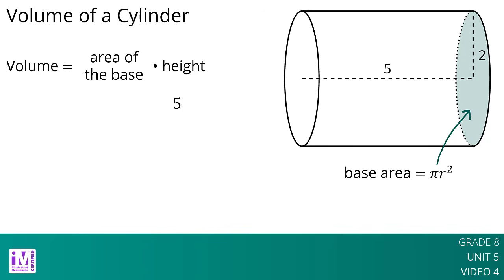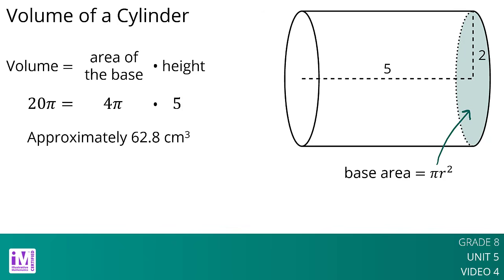The base of this cylinder has an area of 4 pi square centimeters, since pi times 2 squared equals 4 pi. This means the volume is 20 pi cubic centimeters, since 4 pi times 5 equals 20 pi. Using 3.14 as an approximation for pi, we can say that the volume of the cylinder is approximately 62.8 cubic centimeters.